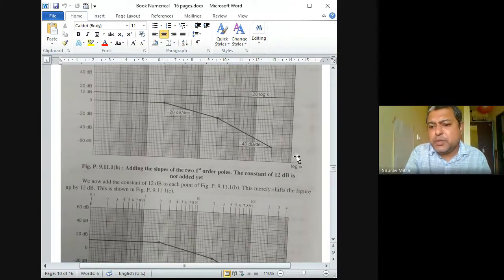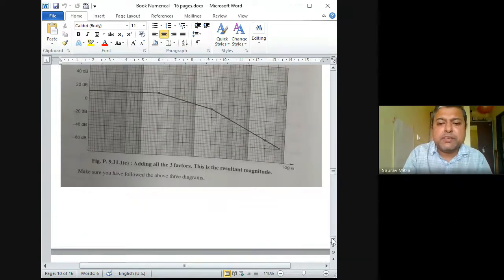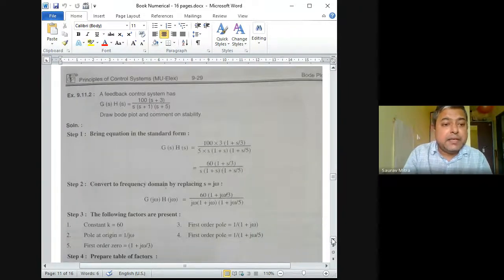So this is also another process. First join all the slopes, positive and negative, you add them all first, and finally you give it a positive shift if the DC gain is positive, or a negative shift if the DC gain is negative. That is another way of drawing the Bode plot. Whichever you like, you do that. All these documents will be given to you. Please follow this. Next is how to find the phase plot.